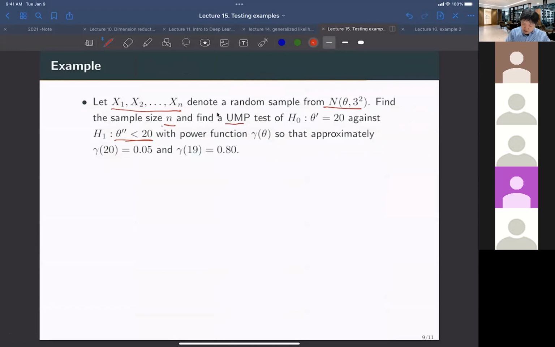So when you look at the UMP test, what you need to do first is look at the likelihood ratio. You can apply the Neyman-Pearson lemma, so they provide the most powerful test. Okay, so the first thing you need to look at is, when you have the NP or UMP, you start from the likelihood ratio.